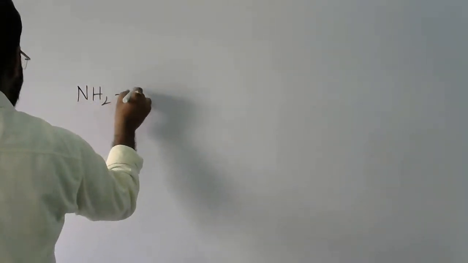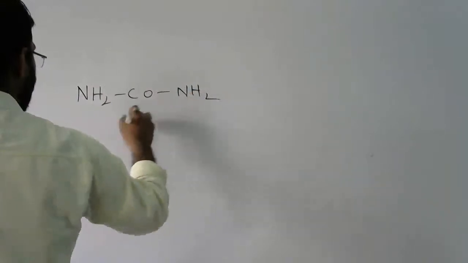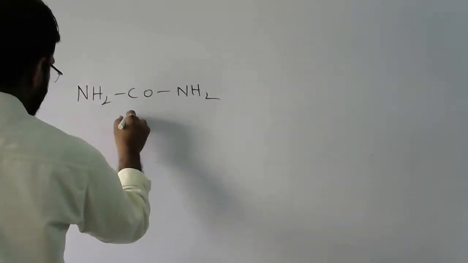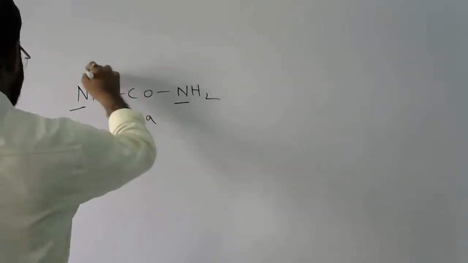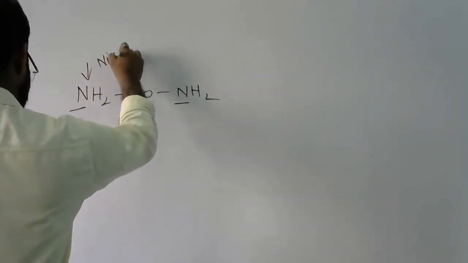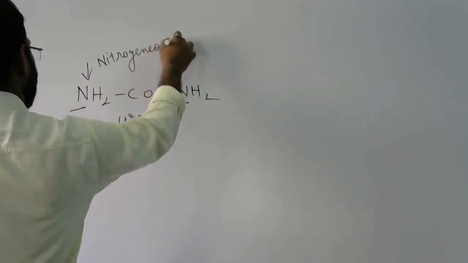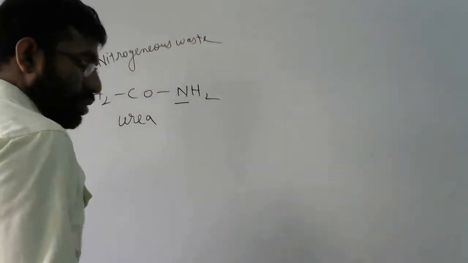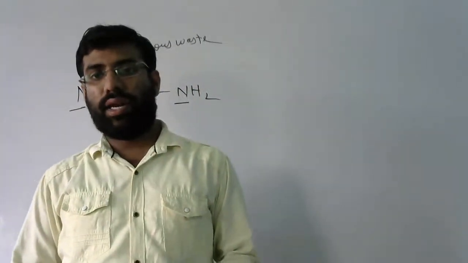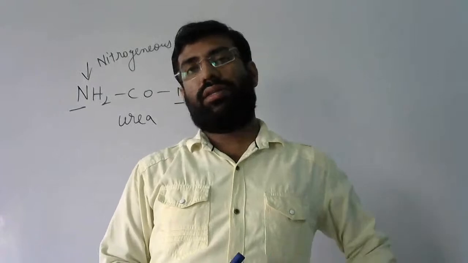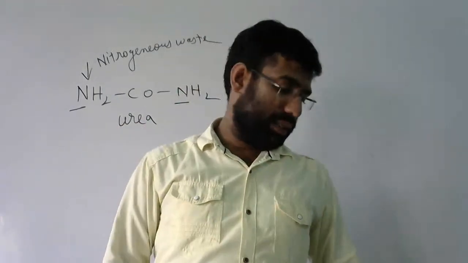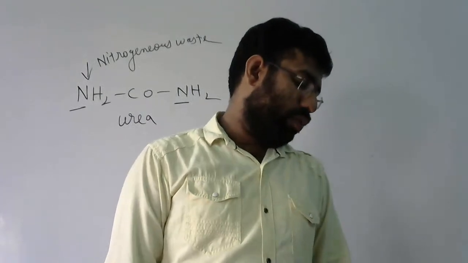And you know, the first synthetically made organic compound in the laboratory was urea. NH2, the formula of urea. See, it contains nitrogen, so we call it nitrogenous waste. Nitrogenous waste such as urea and uric acid are removed from the blood in the kidney.